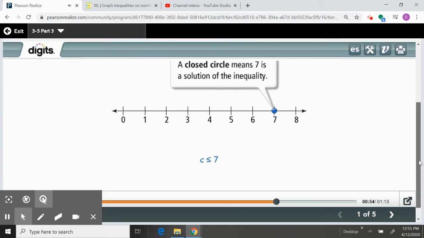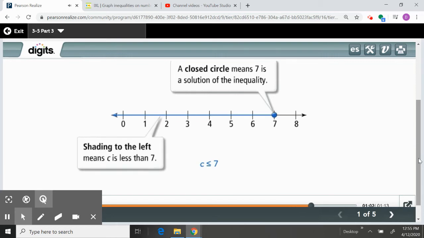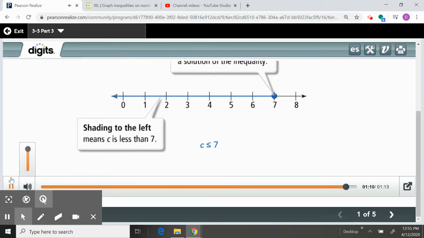A closed circle means 7 is a solution of the inequality. Shading to the left means C is less than 7. So the values of C that lie in the shaded area, including 7, are the solutions of the inequality. C is less than or equal to 7.